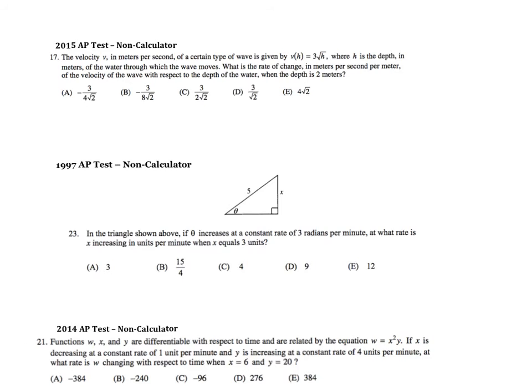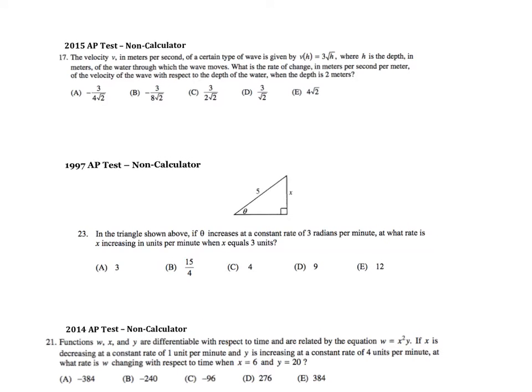Okay, they gave us the velocity. They gave us that first derivative of the velocity in meters per second of a type of wave. H is the depth. What is the rate of change in meters per second per meter of the velocity of the wave? They want the derivative of velocity when the depth is 2 meters, when my h is 2.